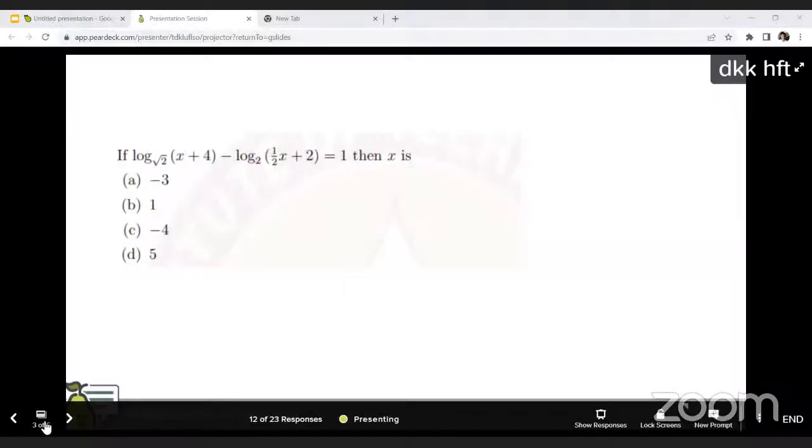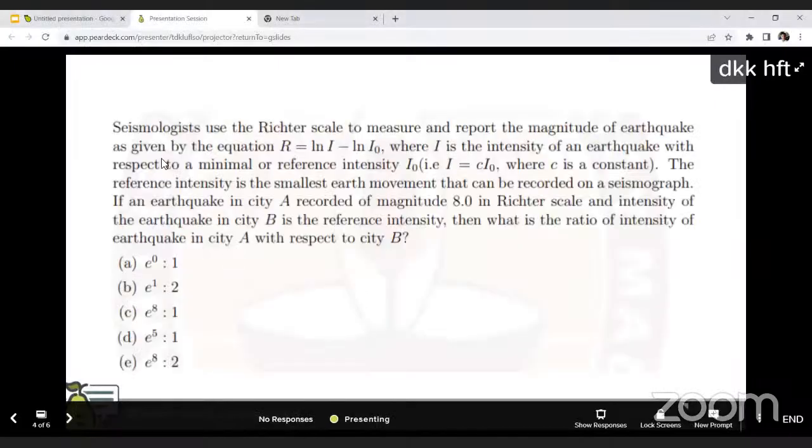The next question. This one is easier. You just need to understand what we have to find out here, right? Okay, just try out. But first, see what we have to find out. What is the ratio of intensity of earthquake in the city A with respect to B? Just read the question carefully.